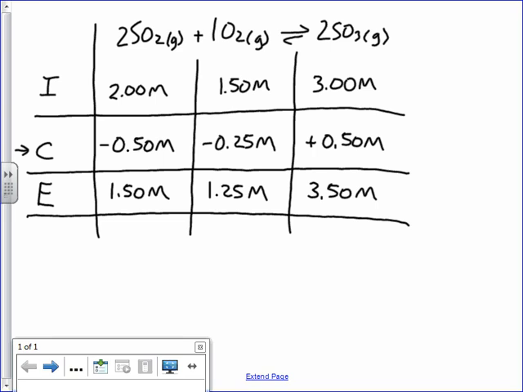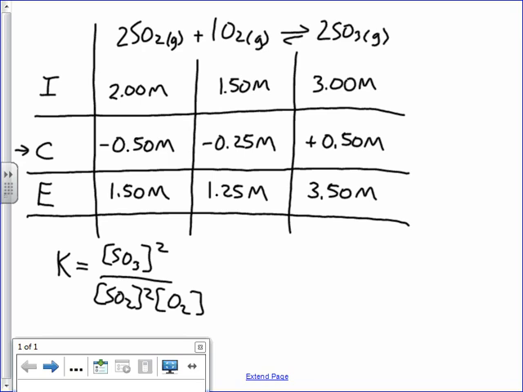All right, so now to figure out our equilibrium expression for this, we would just say K equals, well, we probably should write our equilibrium expression first, and then we can plug our numbers in, okay? So K equals SO3. If we're writing this in terms of concentration, it'd be SO3 squared over SO2 squared times O2.